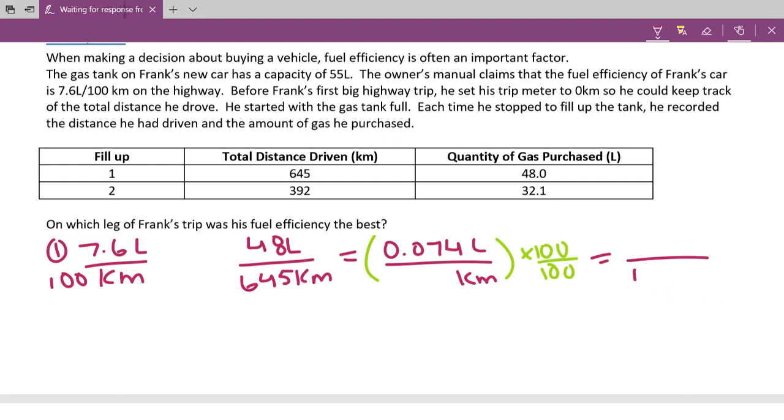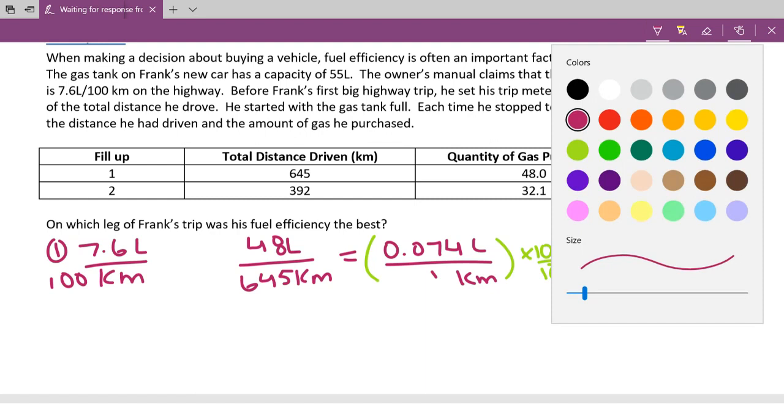Because that's going to give me 100 kilometers on the bottom, right? I had 1 times 100, but I also need to make the numerator 100 times bigger. That's going to give me 7.4 liters on top. So now we have a better comparison. We can see that he was actually more fuel efficient than the owner's manual claims on this first leg of the trip. So let's look at the second leg. What happens then?